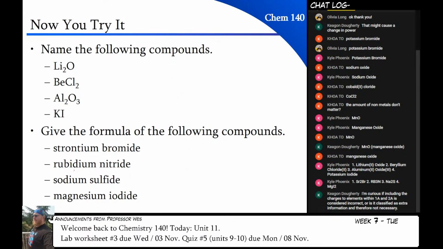So for sodium sulfide, we've got sodium and sulfide. How many of what do we need? I don't have enough positive to balance out my negative, right? So if I do that, there we go. There's my formula.